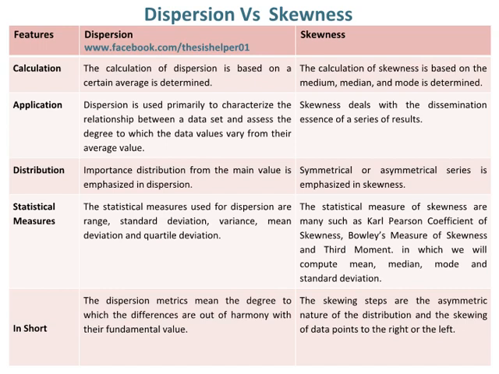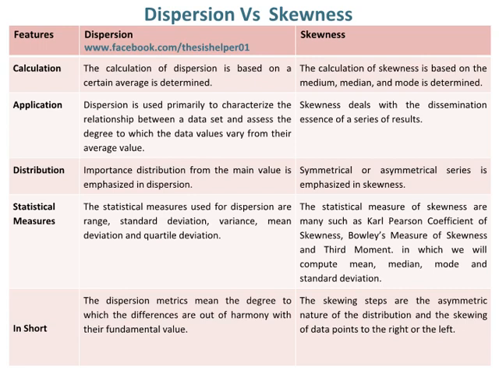The statistical measures used for dispersion are range, standard deviation, variance, mean deviation, and quartile deviation, whereas the statistical measures of skewness are many, such as Karl Pearson coefficient of skewness, Bowley's measure of skewness, and third moment, in which we will compute mean, median, mode, and standard deviation.